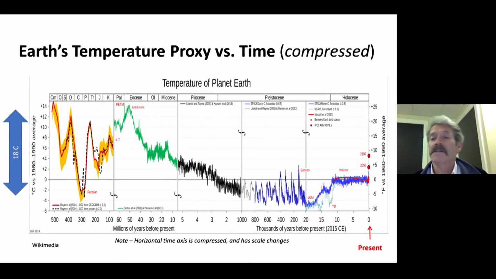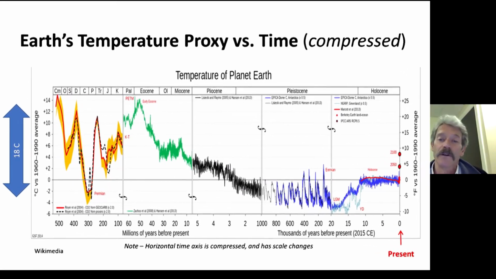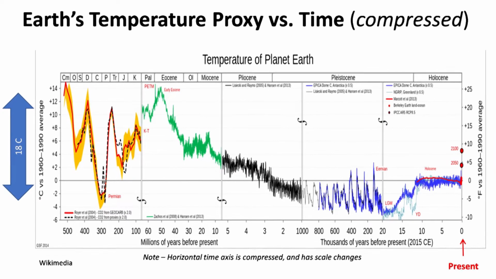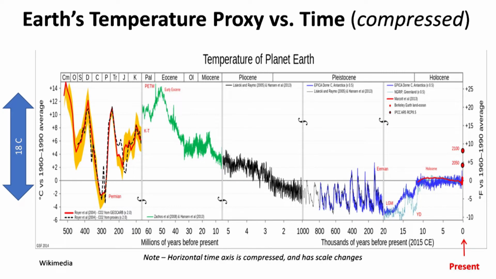This chart plots historical temperature on the Earth using a proxy. Note that the historical time axis on the horizontal side is compressed and has several time scale changes in it. The present day is on the right side. 500 million years ago is on the left side. 18 degrees Celsius change in temperature is illustrated on the vertical axis.